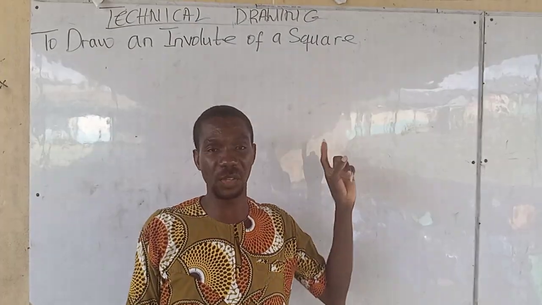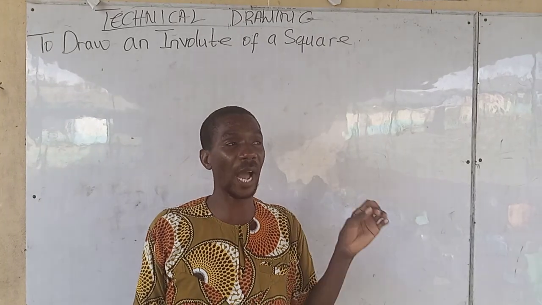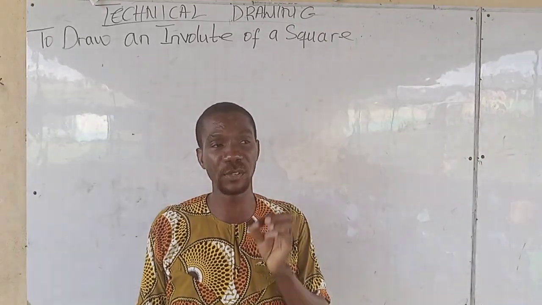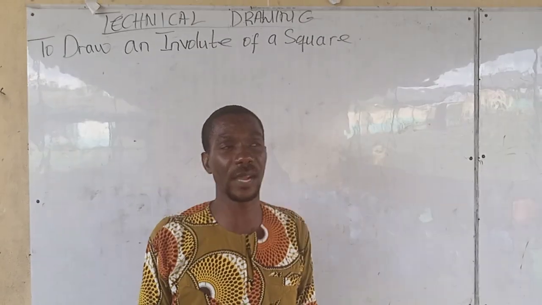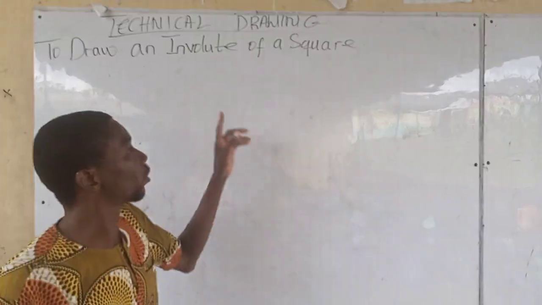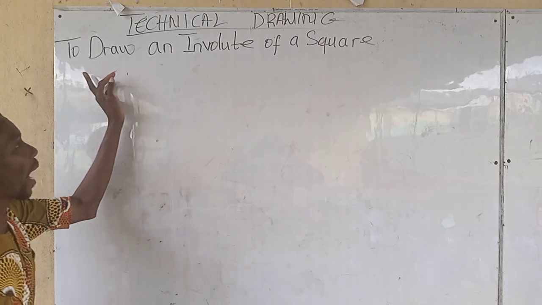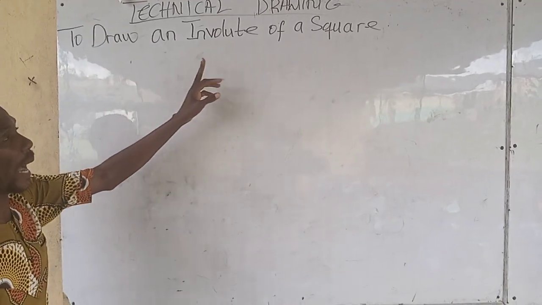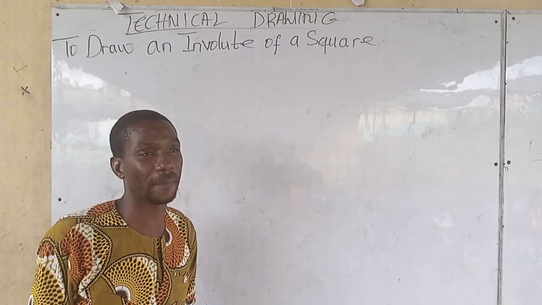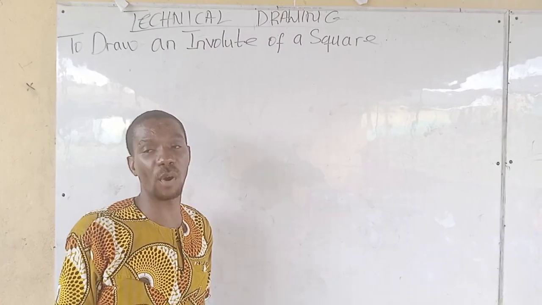In our last video, we looked at how we can construct an involute of an equilateral triangle. So in today's video, we will look at how you will draw an involute of a square. An involute of a square.